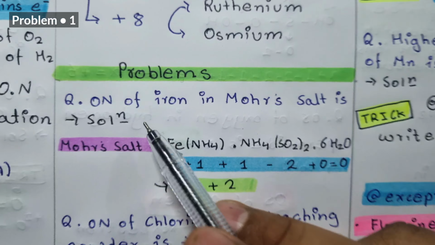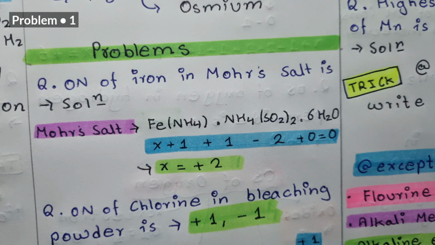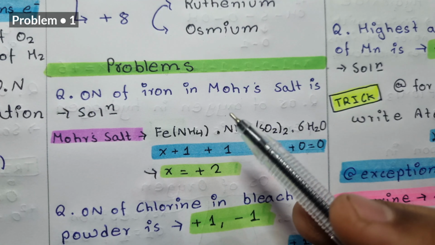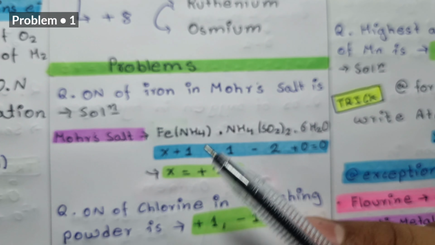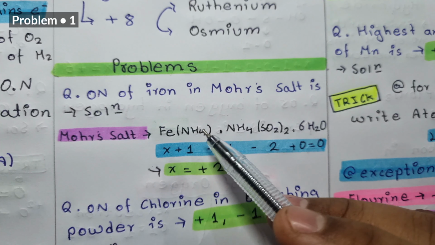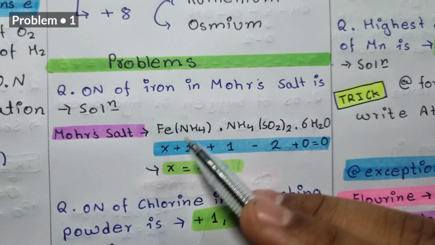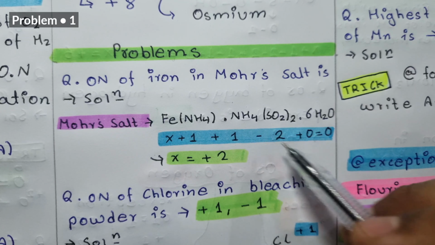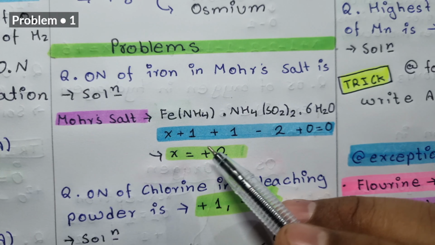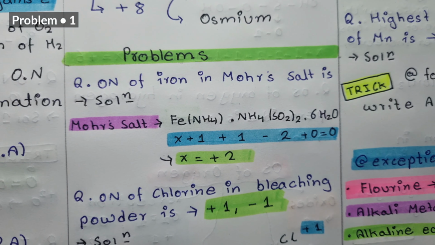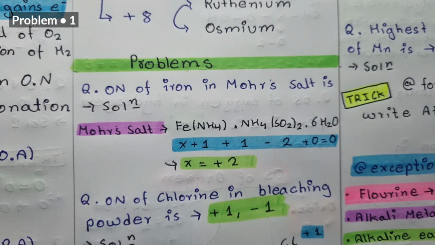Now, the oxidation number of iron in Mohr salt. First and foremost, we need to understand what Mohr salt is. Ammonium iron(II) sulfate is said to be Mohr salt, an inorganic compound whose chemical formula is represented as FeSO4.(NH4)2SO4.6H2O. NH4 has the residual charge +1 and SO4 has the residual charge -2. That's why by calculating, we get the oxidation number of iron in Mohr salt as +2.